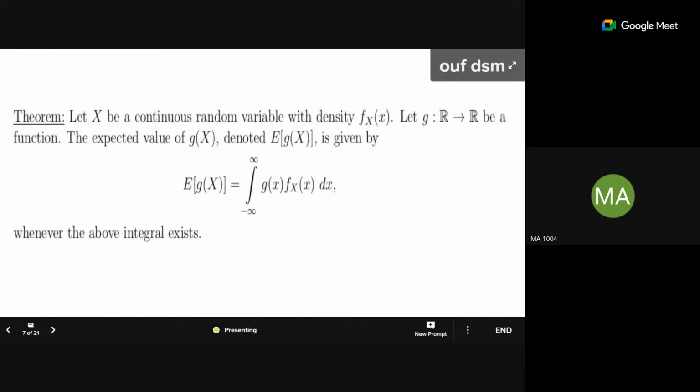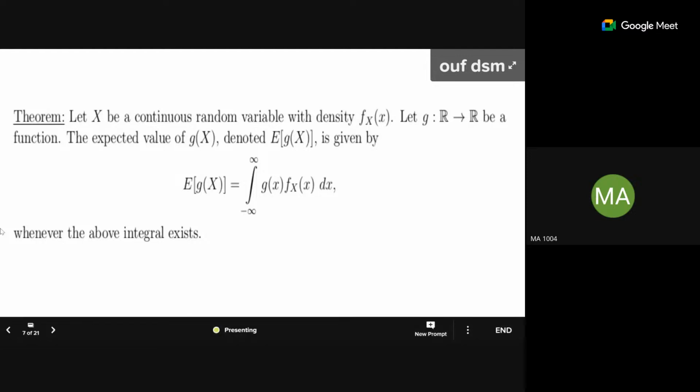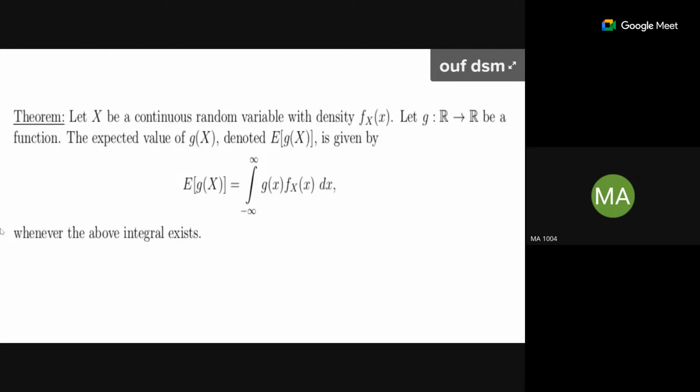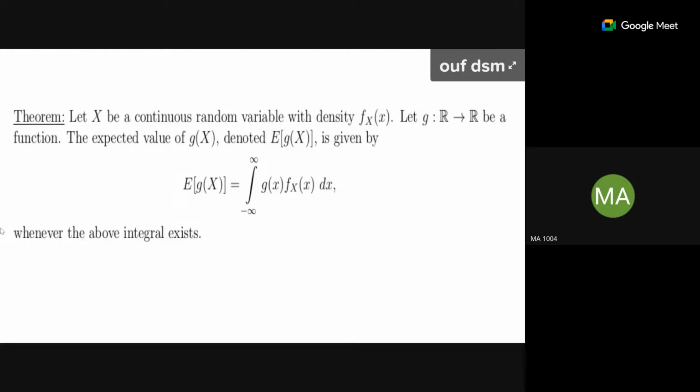Okay. So the next theorem we studied was: if X is a continuous random variable with density function f_X(x), and g is any function defined from R to R, the expected value of g(X) is given by integrating g(x) times f_X(x) over negative infinity to infinity.